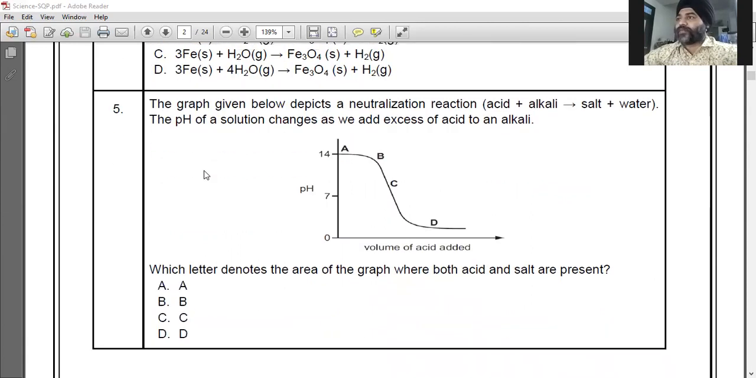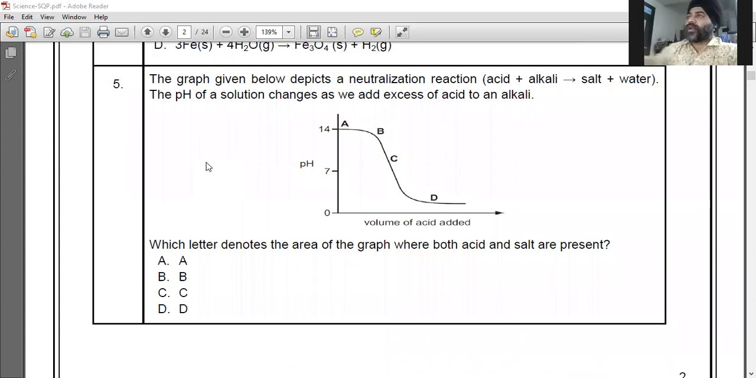Now, next is a good question. The graph given below depicts a neutralization reaction. Now, all of you know what a neutralization reaction is. When you add acid and base, then salt and water will be produced. Now, the pH of a solution changes as we add excess acid to an alkali. We are adding acid to an alkali or base continuously. So as you know, when you add acid to alkali, its pH will be reduced. Okay, it will decrease.